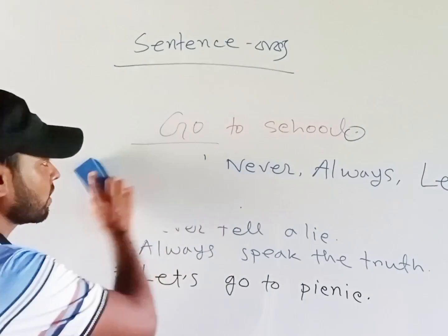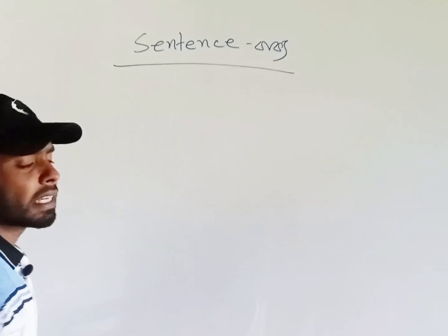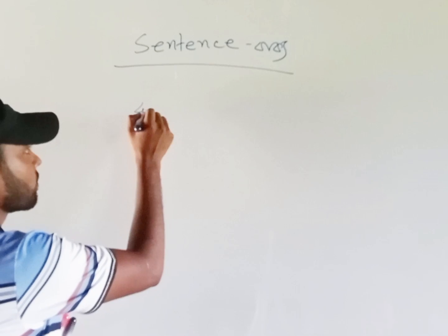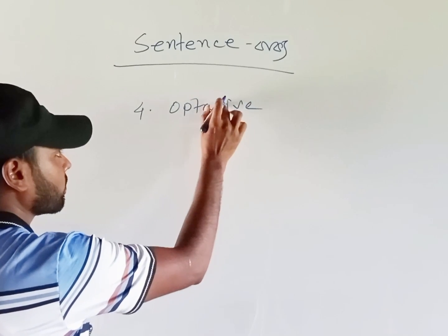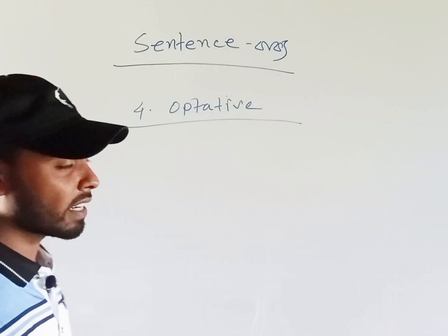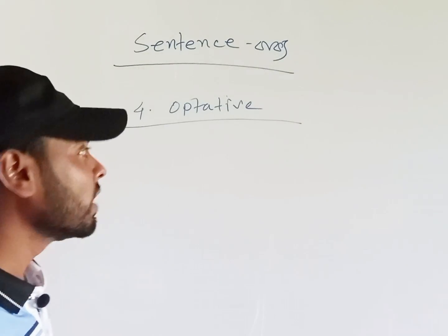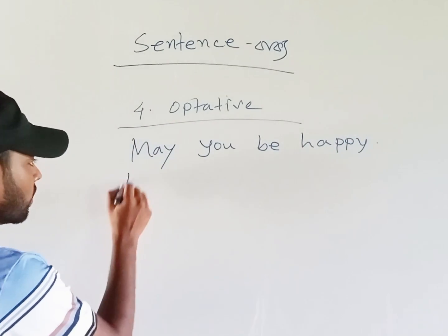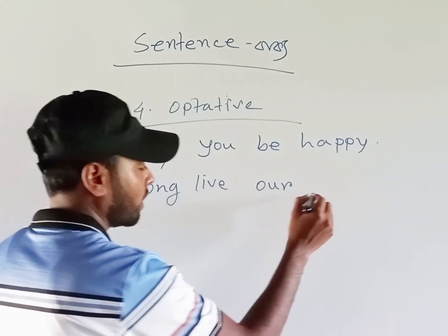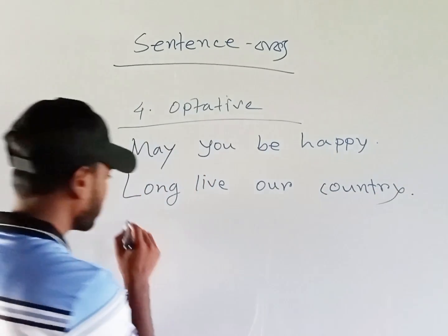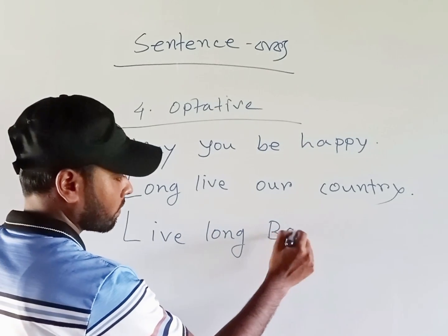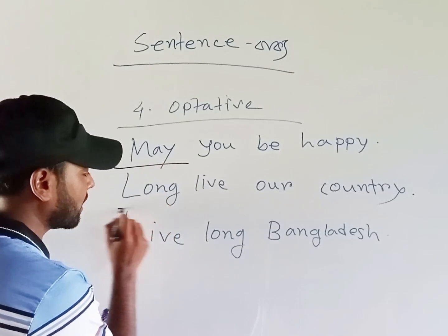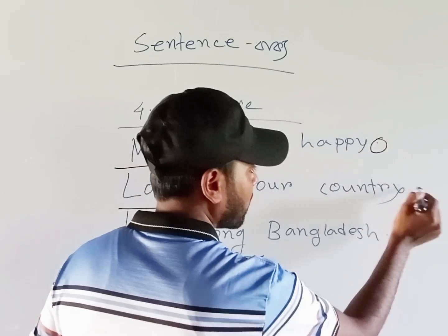Number 4 is optative sentence. We know that an optative sentence is a sentence which expresses prayer, desire, wishes, etc. The sentence always starts with may or long live or live long and ends with a full stop. For example, may you be happy. Long live our country. Live long Bangladesh. These are examples of optative sentence. The sentence starts with may, long live, or live long, and ends with a full stop.